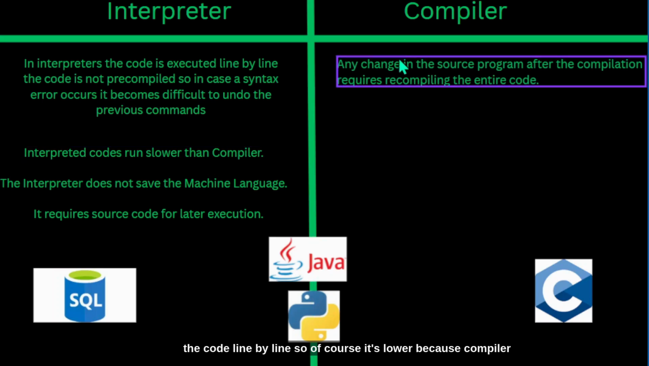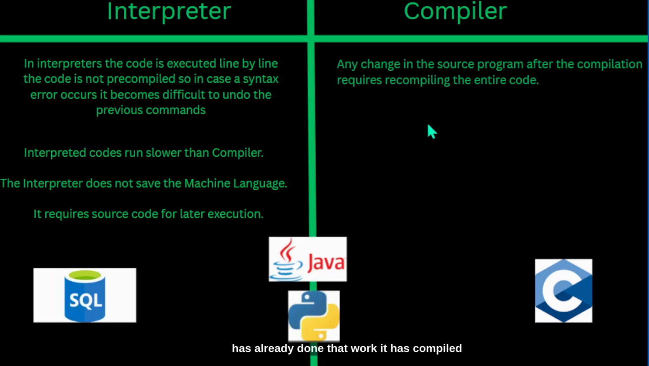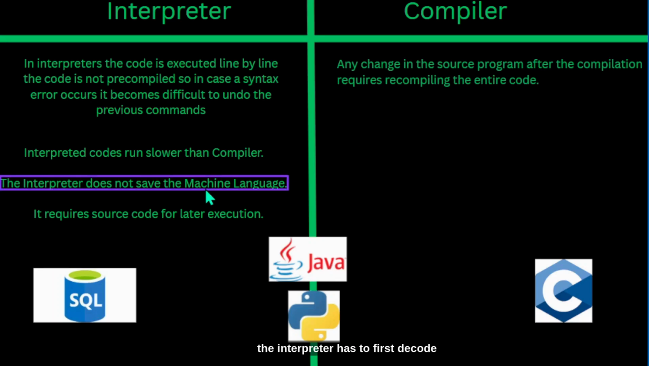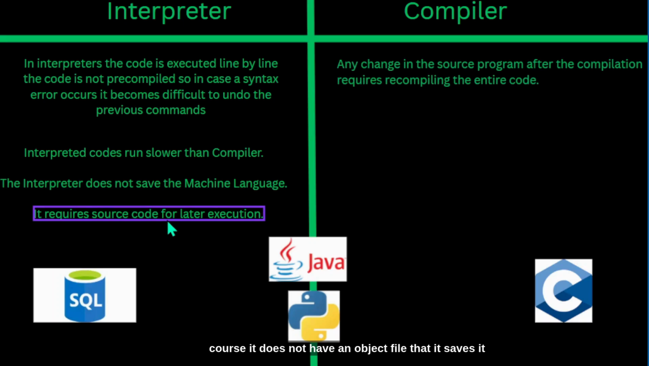So of course it's slower, because the compiler has already done that work. It has compiled the entire thing. Now it's just executing the instructions. But the interpreter has to first decode the code, understand the code, then it executes. The interpreted code does not save the machine language. Of course, it does not have an object file that it saves. It requires the source code for later execution.